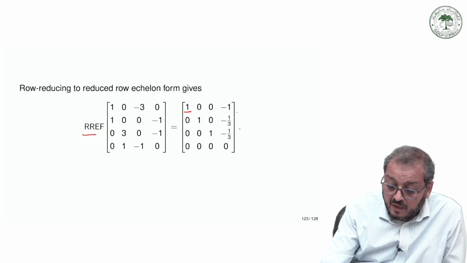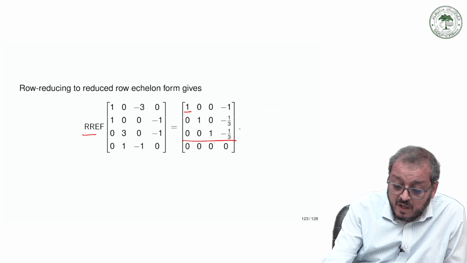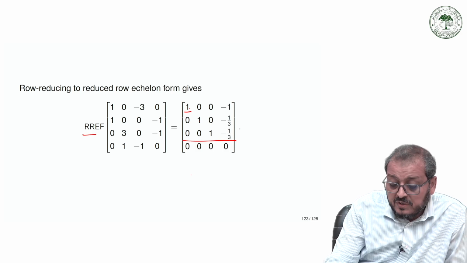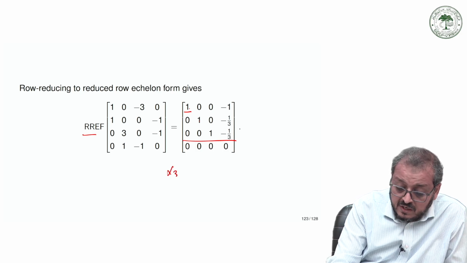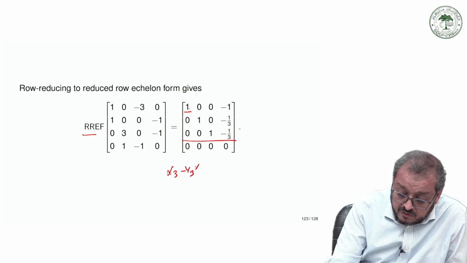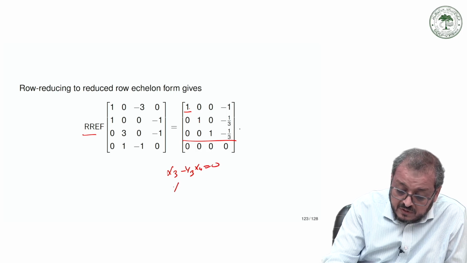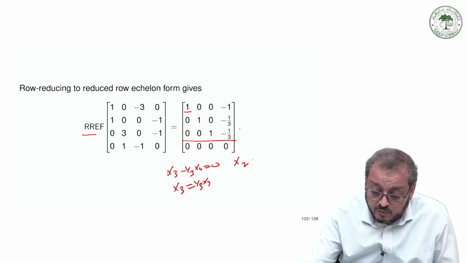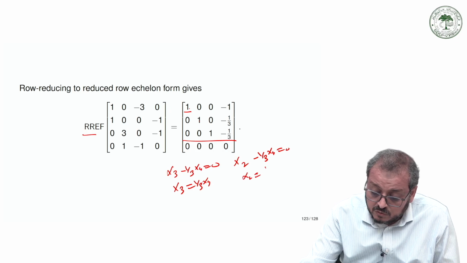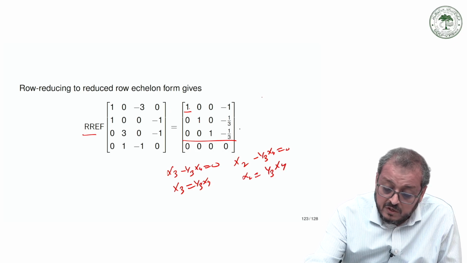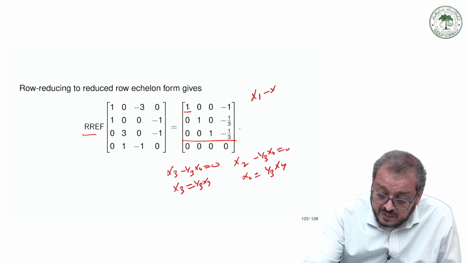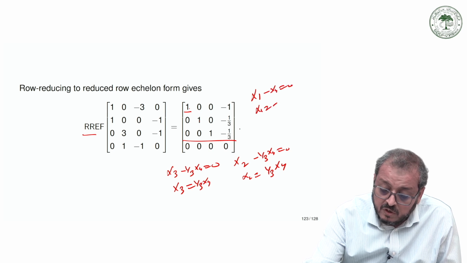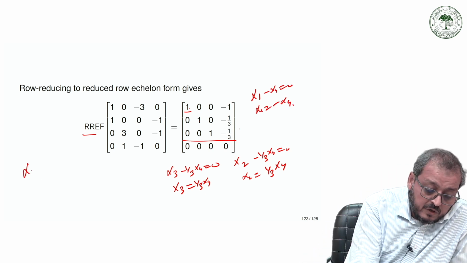The last equation is equal to 0, and so for x1, x2, x3 we can say that x3 minus 1/3 x4 is equal to 0. This means x3 can be written as 1/3 x4, and then clearly we have x2 minus 1/3 x4 is equal to 0, then x2 is also 1/3 x4, then we have x1 minus x4 is equal to 0, then x1 is equal to x4. So this means x4 is the free variable.